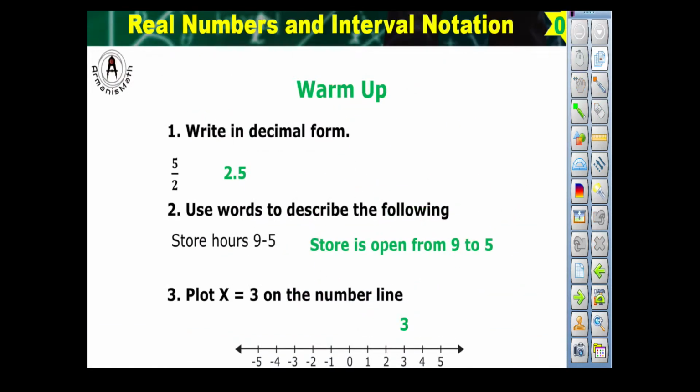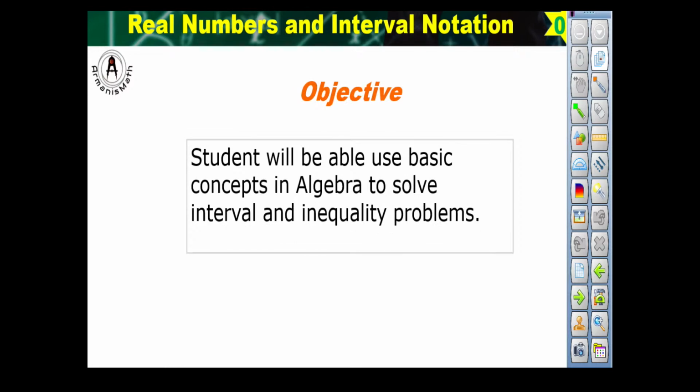All right. The objective today: Student will be able to use basic concepts in algebra to solve interval and inequality problems. Okay, that was too fast. Give me one word from the objective in the chat, please. Choose a word and put that in the chat.